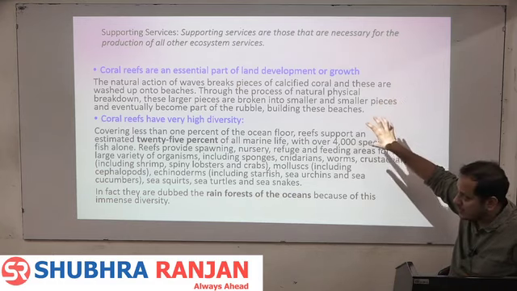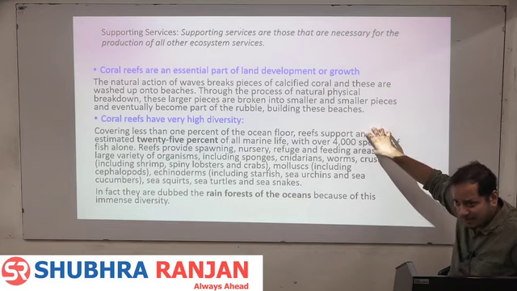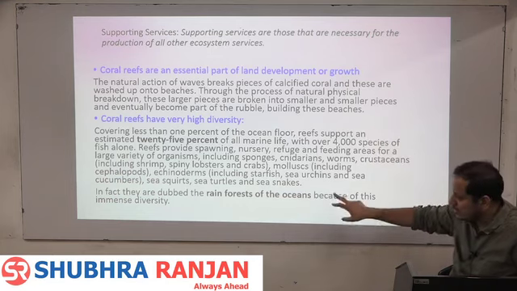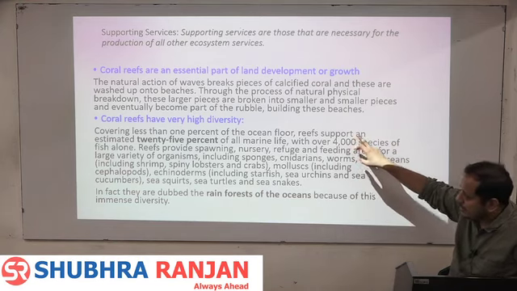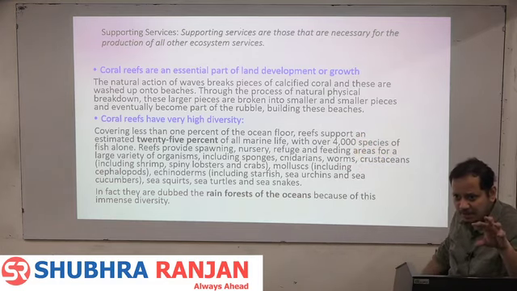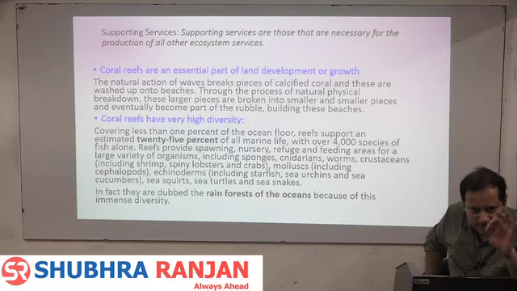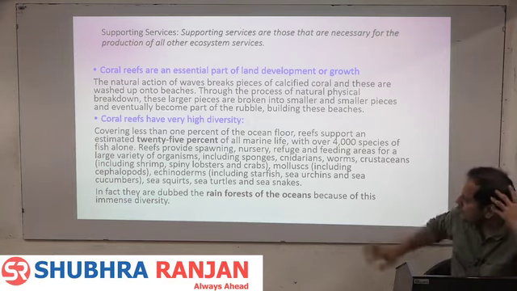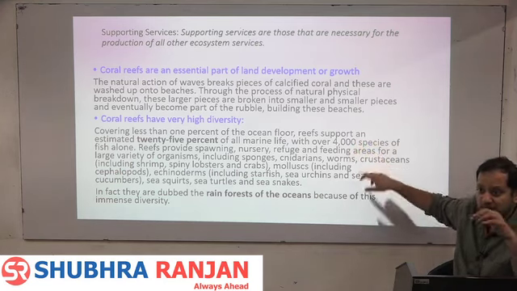Supporting service, because they are present in the photic zone, they have a large amount of food and nutrients available. So these are regions of very high biodiversity. We call this the rain forest of the oceans. Covering less than 1% of the ocean floor, the reef supports an estimated 25% of all marine life. Getting it? One-fourth of the marine life is present even in an area that is less than 1% of the total region. Fine. With over 4,000 species of fishes alone, imagine the number of fishes that are there.